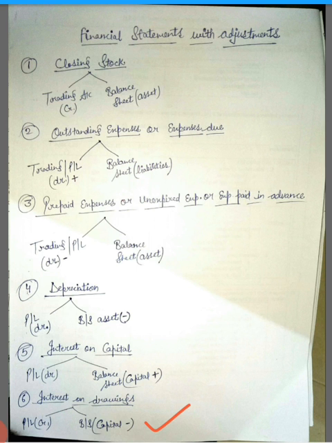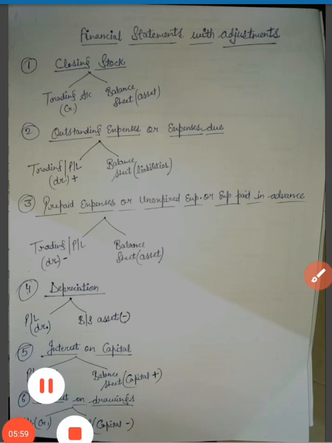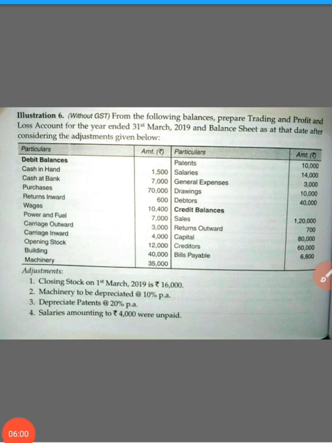Now see one question related to it. From the following balance, prepare the trading and profit and loss account for the year ending 31st March 2019 and the balance sheet. The trial balance is given and these are the adjustments. Now see, closing stock is given. Machinery is to be depreciated 10% per annum. Depreciate patent 20% and salary 4,000 unpaid. Unpaid means outstanding. So how will we show?